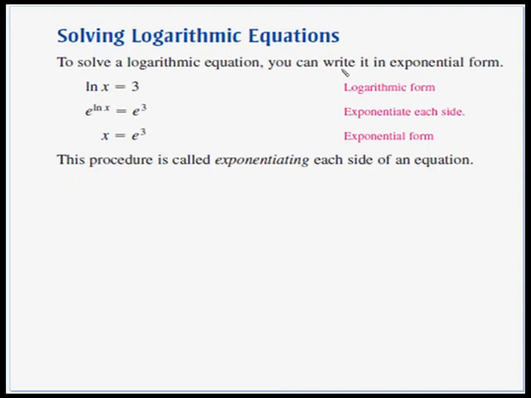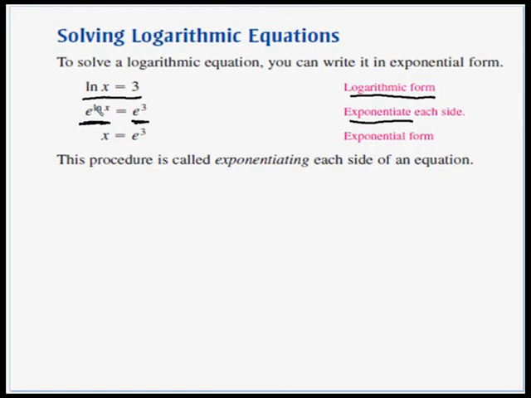To solve a log equation you can write it in exponential form. So here at the top we have ln of x equals 3, that is logarithmic form. To get rid of that natural log, we're going to exponentiate each side of the equation. We raise each side to a base of e, and these become our exponents. So we have e raised to the power ln of x is equal to e to the third power.